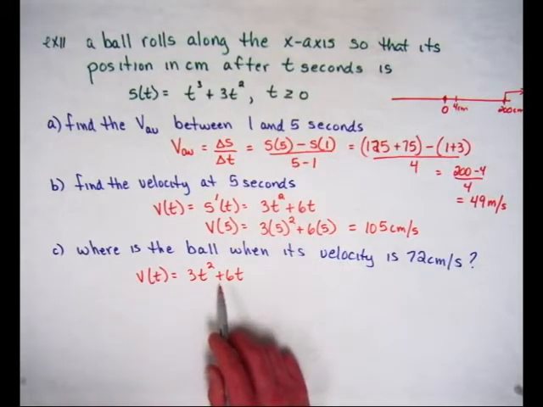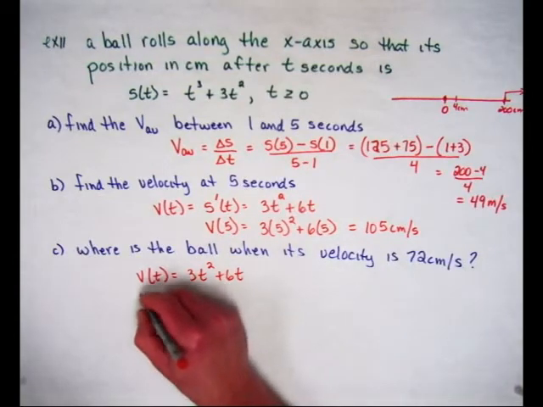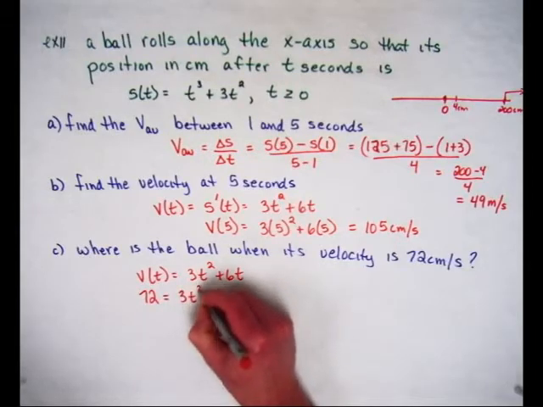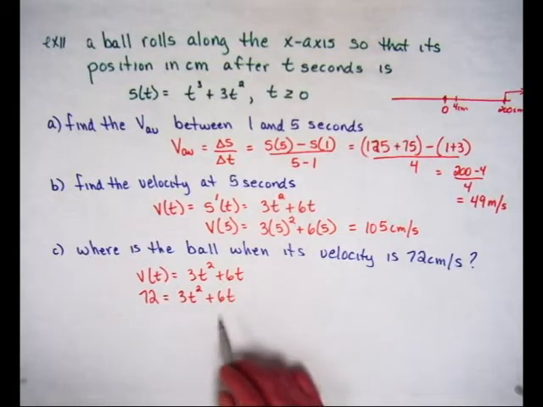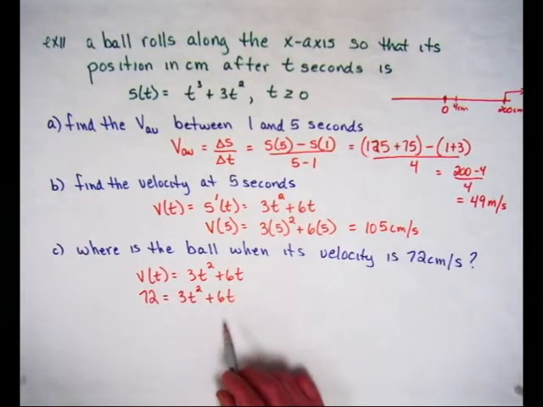But we can also use the function in reverse. We know the velocity is 72 centimeters per second. So if we replace velocity with 72, we'll end up with an equation that will allow us to solve for time. Now the time will be whatever values of t make this equation true. So what we have here is a quadratic equation.